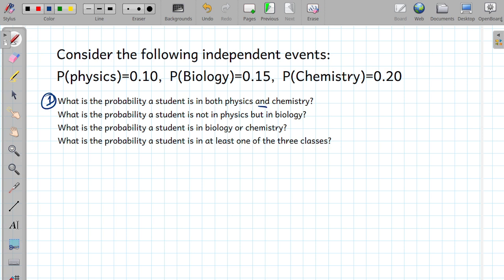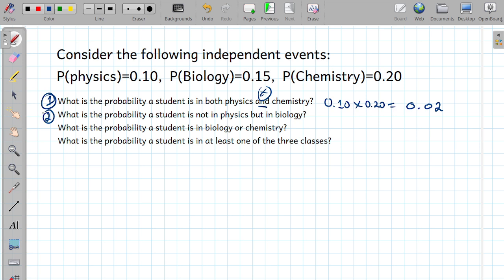Well, that's a multiplication because these are independent events, right? The probability a student is in both physics and chemistry. Now, I worked this one out. Where did I write the answer to that? Oh, there it is. Okay, so the probability of physics is 10%. Probability of chemistry is 20%. This should work out to 0.02 because the numbers are easy to do.